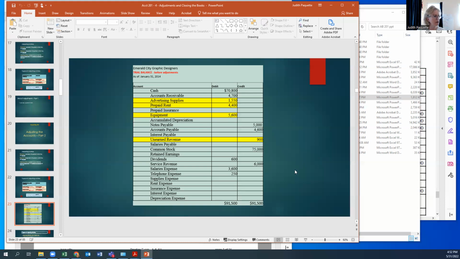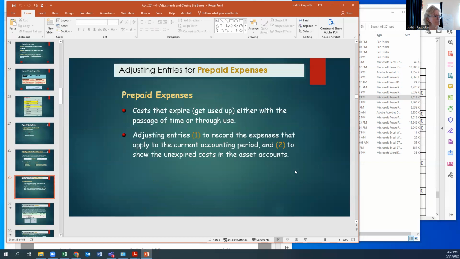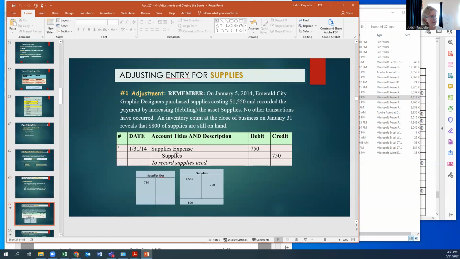I know that adjusting journal entry. So for supplies, the adjusting journal entry is debit supplies expense, credit supplies. Get that down right away and then work on how you calculate it, okay?